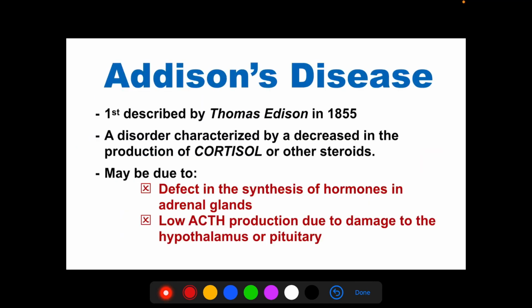Now let's have Addison's disease. This was first described by Thomas Addison in 1855. This is a disorder characterized by a decrease in the production of cortisol or other steroids. Take note that in Addison's disease, the adrenal glands are underactive, resulting in a deficiency of adrenal hormones. So it's not only the cortisol that is decreased, but also the mineralocorticoid. That means the aldosterone is also decreased here in Addison's disease.